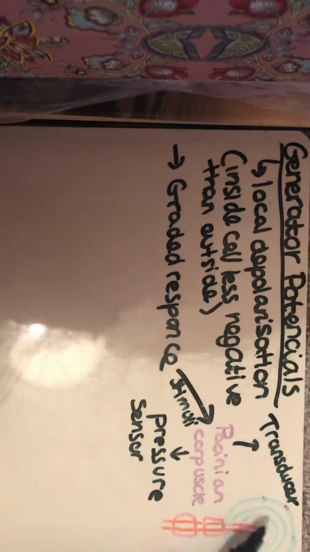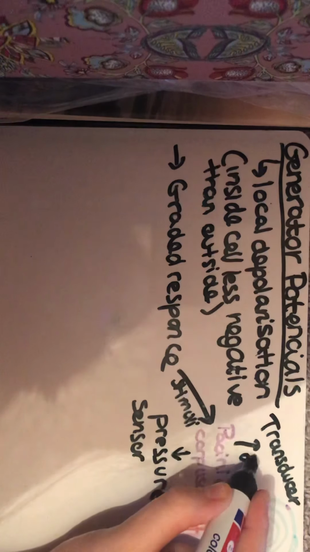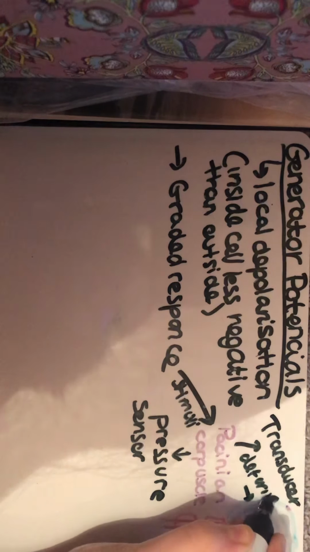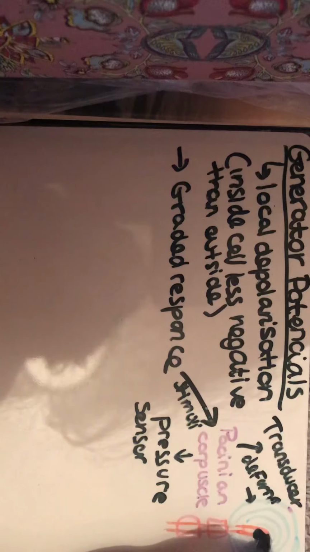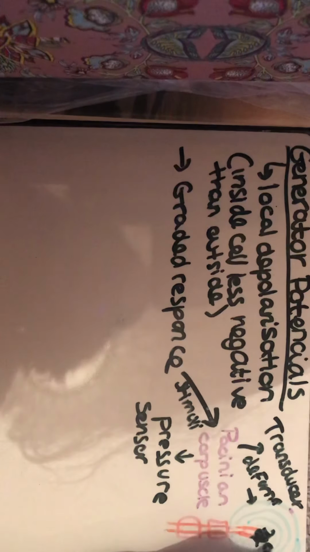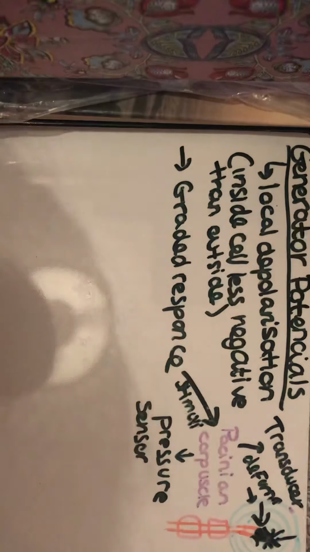What happens when there is a change in pressure? If it's constant, there won't be an action potential generated. It has to be a change in pressure. When there is a change in pressure, these rings of connective tissue will deform. And that will push against the nerve ending, which is here. That's the nerve ending. So when they've deformed, they're going to push against the nerve ending, which is going to generate the response.